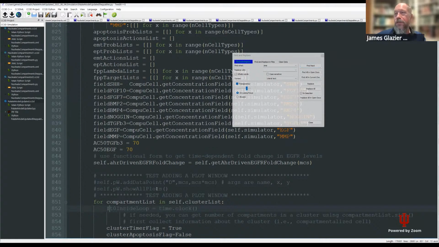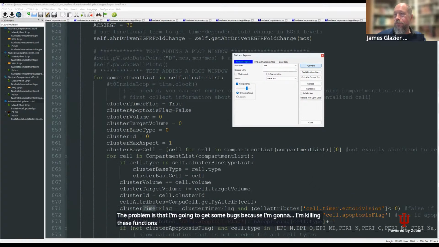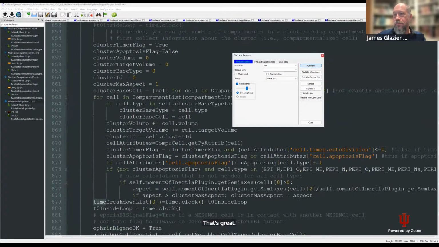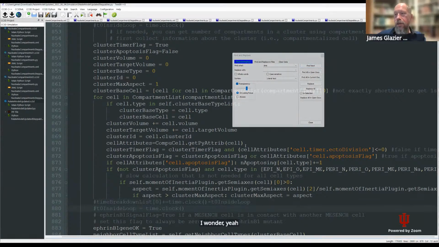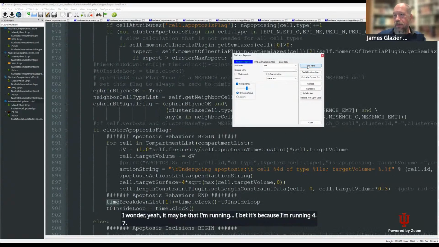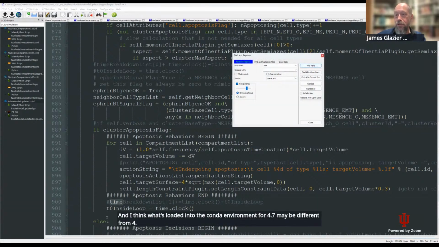The problem is that I'm going to get some bugs because I'm killing these functions. Did the big model work for you? That's great. I wonder if it's a Python version or something like that. I bet it's because I'm running 4.7, and what's loaded into the Conda environment for 4.7 may be different from 4.6.